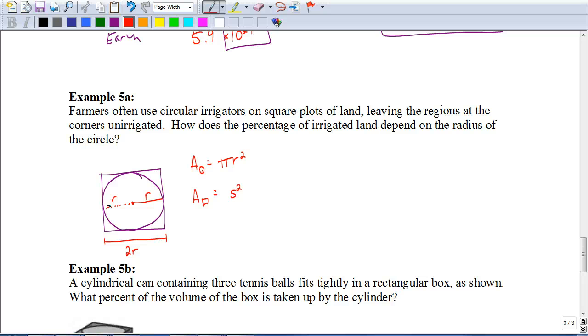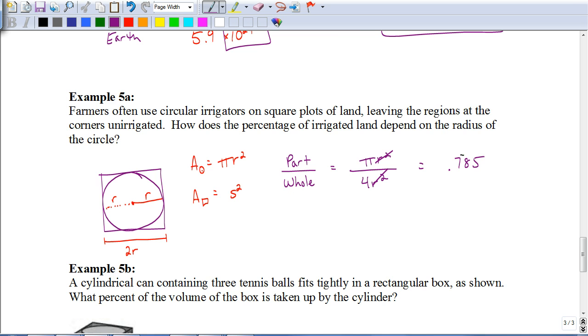To figure out how many times larger one is, the easy way to remember to figure this out as a percent is you always take the part divided by the whole amount. The part is the circular area, so that's pi r squared. The whole amount is the square, which is 2r times 2r, or 4r squared. Simplifying this, r squared divided by r squared gives us pi divided by 4, which as a decimal is 0.785.